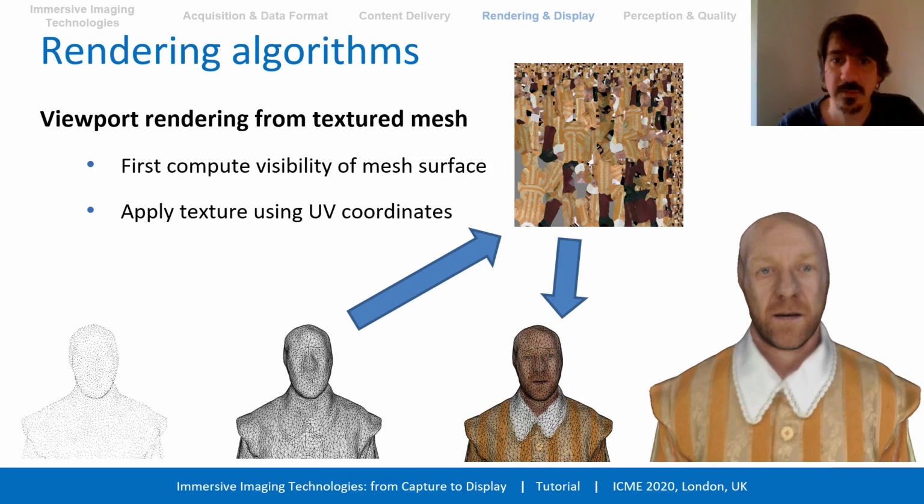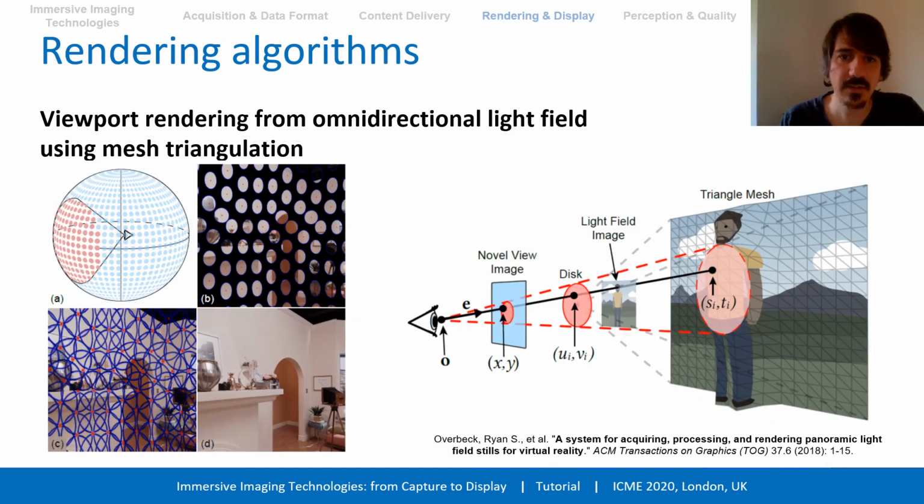Volumetric content is typically visualized in a head-mounted display, so similarly to omnidirectional content, we need an efficient implementation for the rendering algorithm capable of running at high frame rates. In this example, we are showing the rendering method designed for the VR experience called Welcome to Light Fields from Google, which we already mentioned in this presentation and is based on spherical light fields. So it is an interesting example because it is in a way a combination of the previous rendering methods.